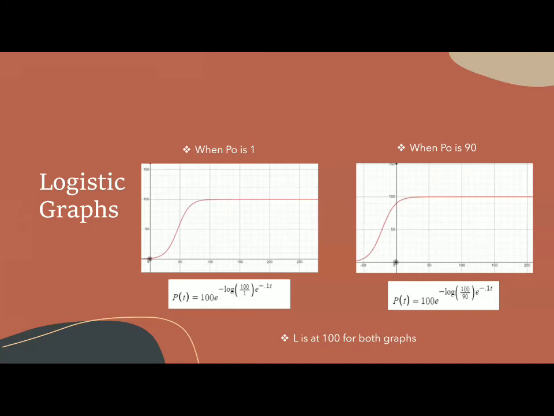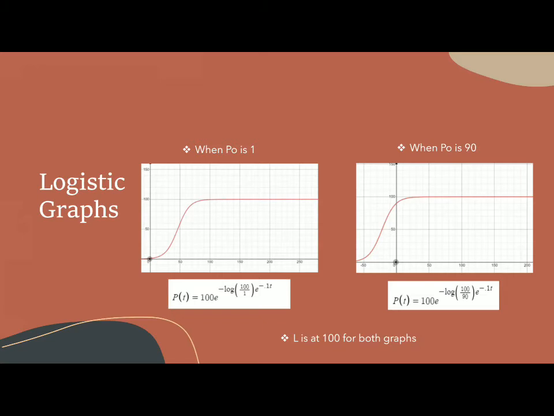So to start us off, we have the logistic model graphs. On the left graph you can see the P of 0, which is the initial population, is 1. And at the bottom of the graph, you can see the equation that we use to plug in. And the 0.1, you might be wondering, at the top is the R in this situation. And on the right graph, you can see the P of 0 is 90, which is closer to the L, the carrying capacity, which you can see at the bottom is 100 for both graphs.